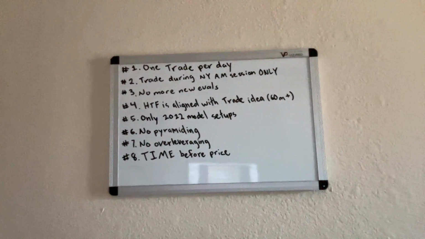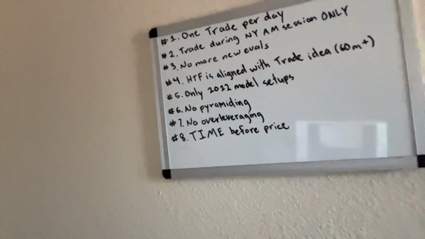Number 6, no pyramiding. I've also been trying to pyramid, and that would cause me to move my stop prematurely, and then I would get stopped out, and then the price would move in my favor because I was ultimately right about the direction. But since I was pyramiding, it caused me to move my stop loss to an unrealistic place. So yeah, no more pyramiding, no over leveraging.